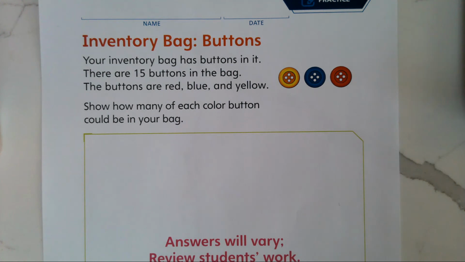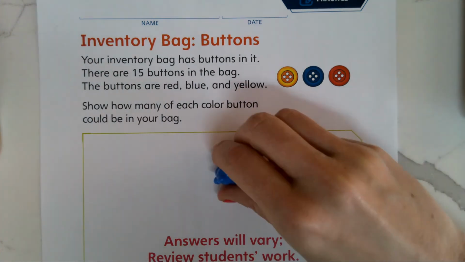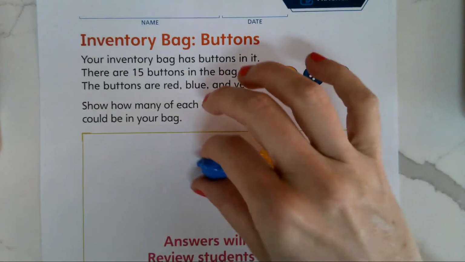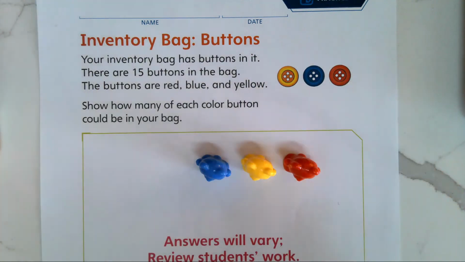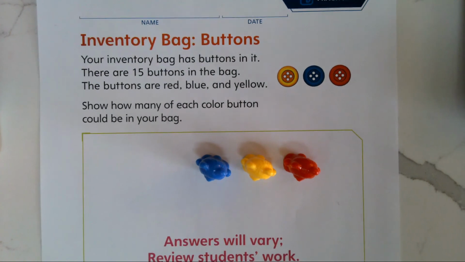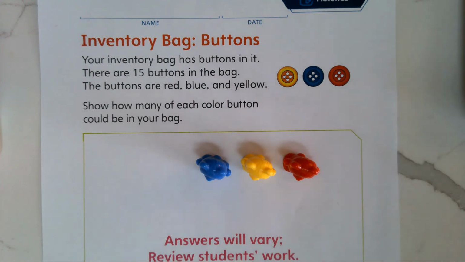Maybe you have some counters at home, like these bears that I have. And maybe you can grab some of your counters and move them around to show and represent those 15 buttons. Remembering that some of them have to be red, some have to be blue, and some have to be yellow.